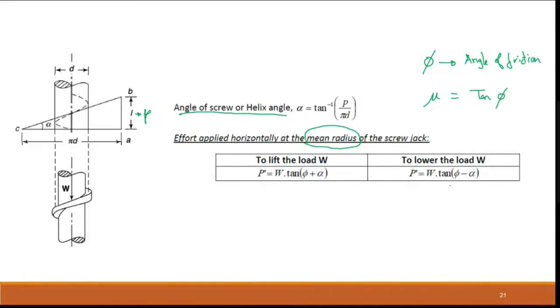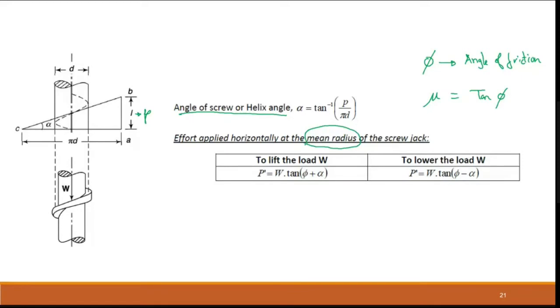To lower it, it is W tan of (phi minus alpha). That is the small difference. So this is applicable only for a screw, just a screw. The force, whatever you apply, is by means of a screwdriver or something like that. Actually, for a screw jack, you won't use the mean radius. We will use a handle to lift it. So for that, there is a small change in the formula.